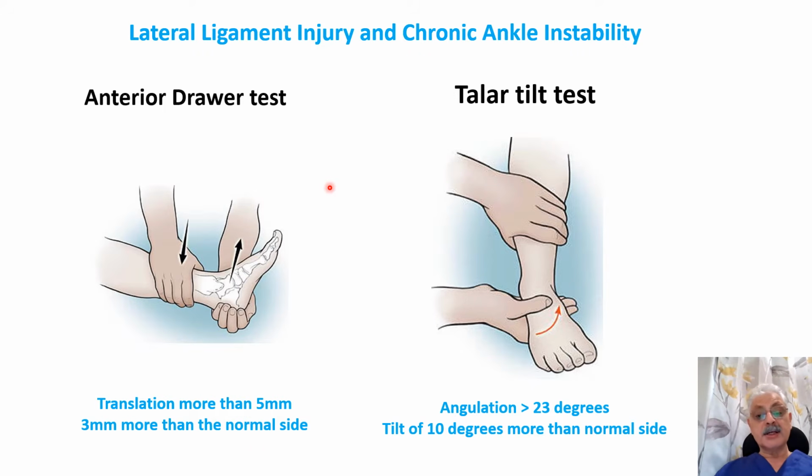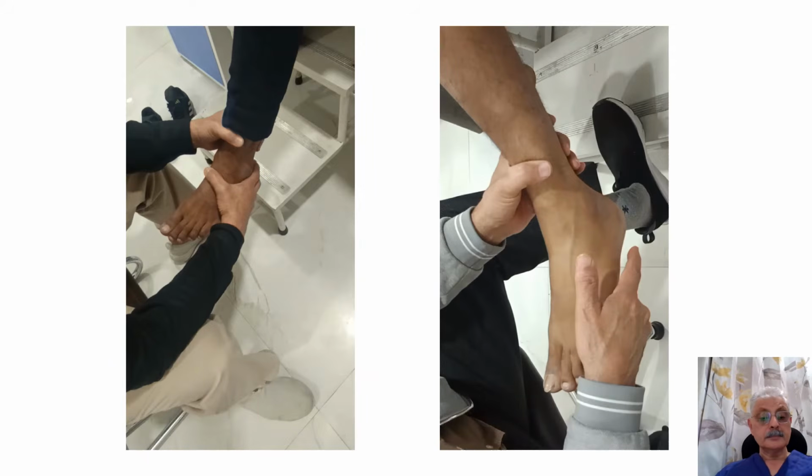And I must tell you that these tests are not always accurate and need to be compared with the other side. So the translation as well as the tilt need to be compared to the other side, because in some patients with congenital laxity of the ligaments, these tests may be positive even if there is no pathology in the lateral ligament or there is no ankle instability.